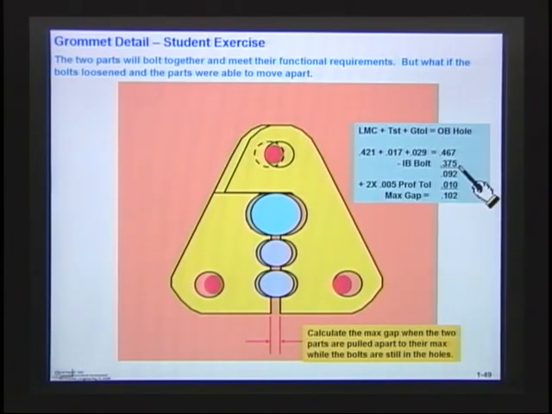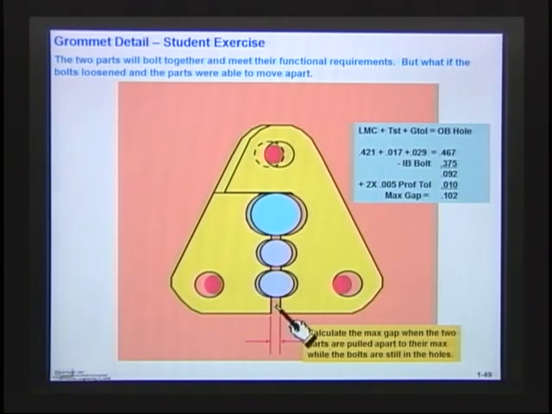And I didn't really take any bolt tolerance into consideration. Probably in a real example I should have, but just to make it simple, I said we had a 375 bolt. So if I had a 375 bolt, that's the inner boundary of the bolt, and that's the outer boundary of the hole, I would have 92 thousandths clearance. That's how much those things could pull apart at their worst case.